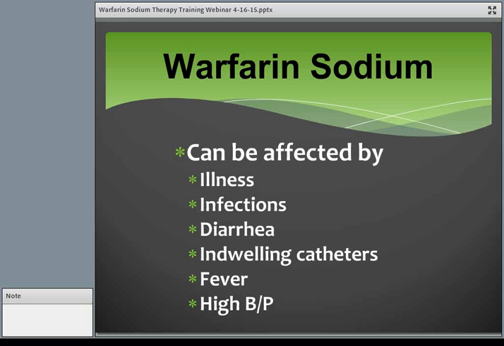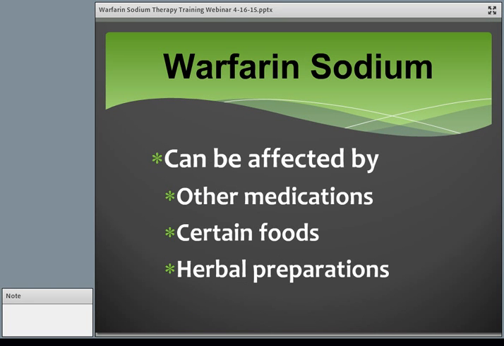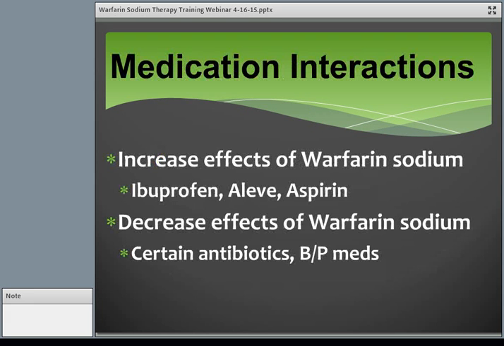The HCP must be consulted whenever there is a change in the individual's medical condition, since the dose of warfarin sodium may need to be adjusted. For example, high blood pressure and a high PT increase the risk of stroke by vessel bursting. Warfarin sodium can also be affected by other meds, foods, and/or herbal preparations. Because many medications interact with warfarin sodium, the HCP must be consulted anytime a new medication is started or stopped.